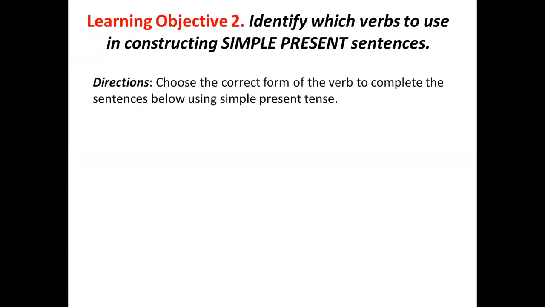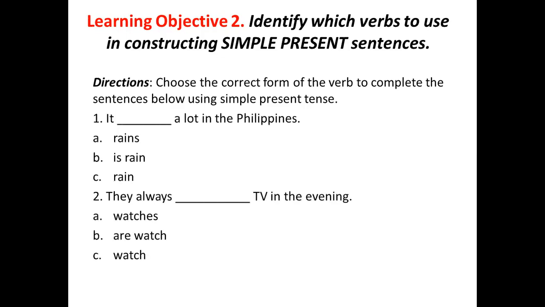Take note. All right. So, learning objective number 2: identify which verbs to use in constructing simple present sentences. Directions: choose the correct form of the verb to complete the sentences below using simple present tense. Numbers 1 to 2. So again, identify first the subject.